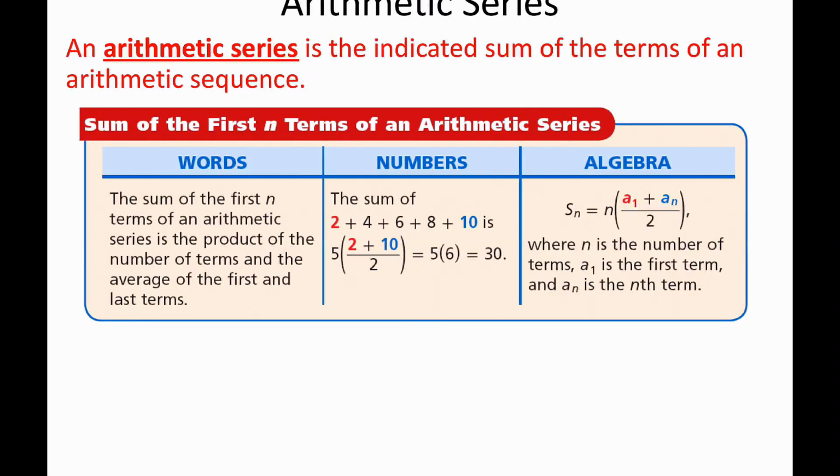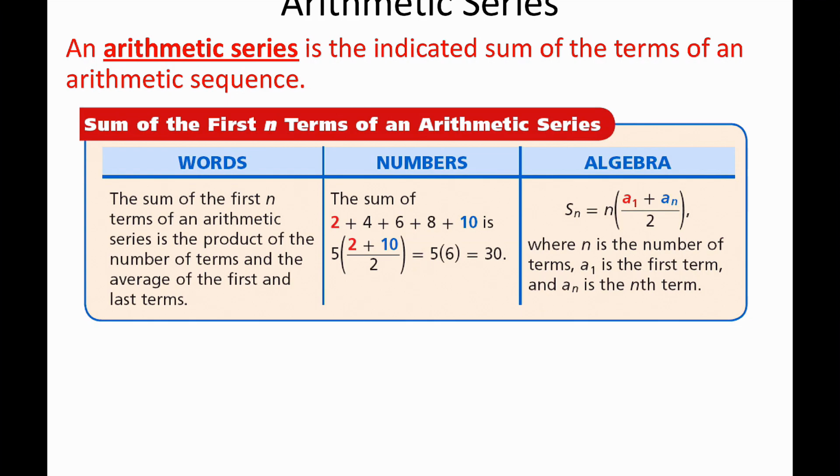So the sum of the first n terms of an arithmetic series is the product of the number of terms and the average of its first and last terms. Taking a look at this example here, if the arithmetic sequence that we had was 2, 4, 6, 8, 10, that one we looked at a little bit ago, the series would be 2 plus 4 plus 6 plus 8 plus 10. Again, not the worst option to do by hand. You could just go through and add them all up, which is great.